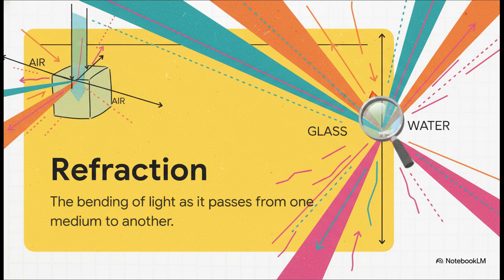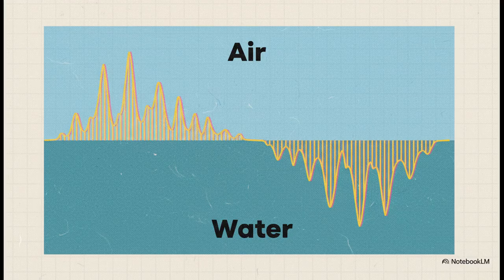Anytime light goes from one transparent material or medium to another, it changes direction. It actually bends. So why? Why does light bend? It all comes down to one simple thing, a change in speed. See, light doesn't travel at the same speed through everything. It's super fast in a vacuum, a tiny bit slower in air, and even slower in water or glass.